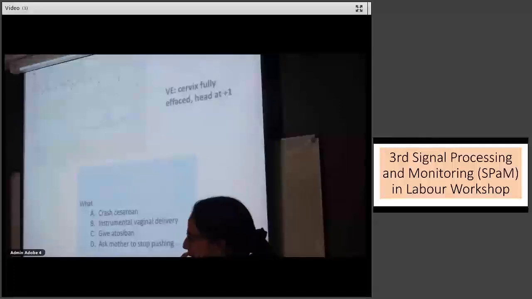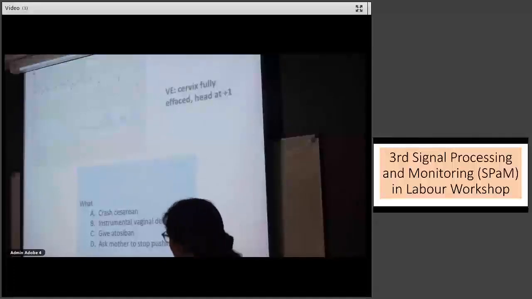So for me, I go with the interventions that have been implemented so far. Stop the pushing, stop the oxytocin, the tocolytic agent given, that's fine. But the loss of variability makes me want to intervene. And personally, I'll be doing an instrumental vaginal delivery, because that's quicker. In the appropriate hands, that's probably safer as well.